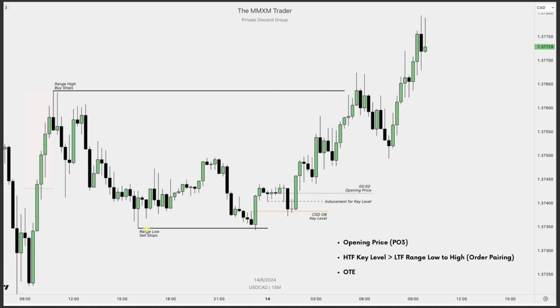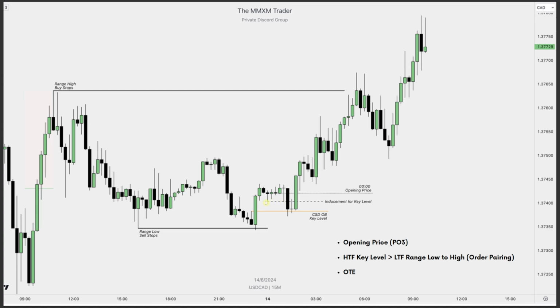So DXY did not take out this range low while USD CAD did, and then it broke up higher, right? Market structure shift over here, then we have a change in the state of delivery, and we can use this order block as a key level. Just like we saw on the DXY weekly chart, right? With that weekly order block, price dips into it and takes out sell stops on the way. You can see that here as well. We have this short-term low with sell stops resting below it just before that key level, right? So price dips back into that key level.